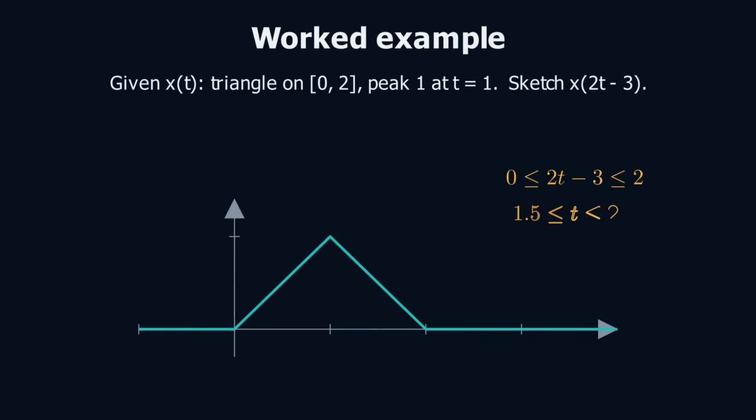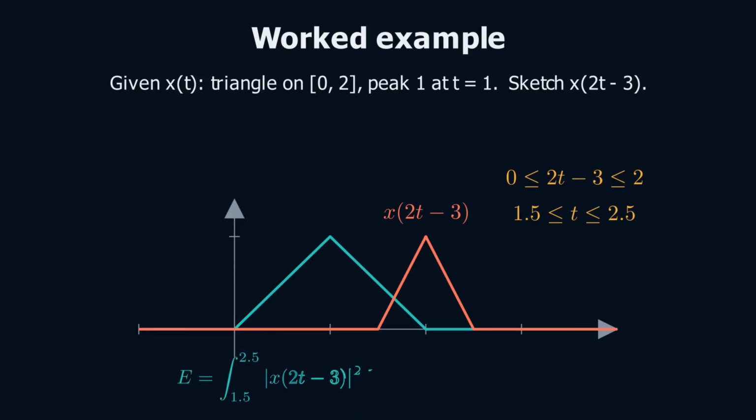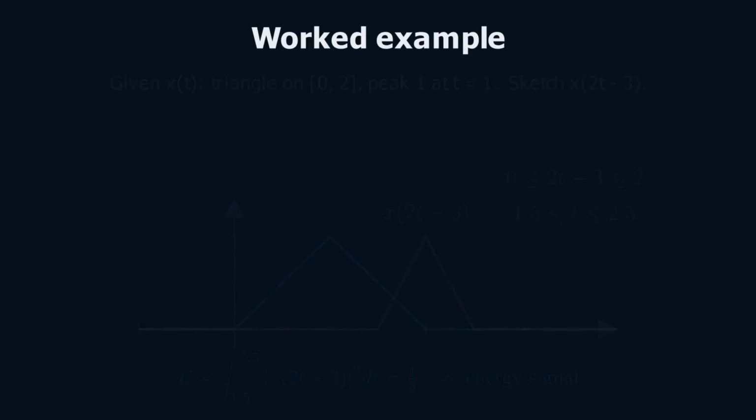Width 1, compressed by the factor 2. The peak sits where 2t minus 3 equals 1, at t equals 2. Draw it, same unit height, the amplitude never changes under time operations, half the width, centered at 2. No memorized order of operations. The argument method never lies. Classification: it is a finite pulse, so finite energy, 1/3 if you carry out the integral, and 0 average power. An energy signal. That completes the alphabet, the 3 moves, and the 2 roads.